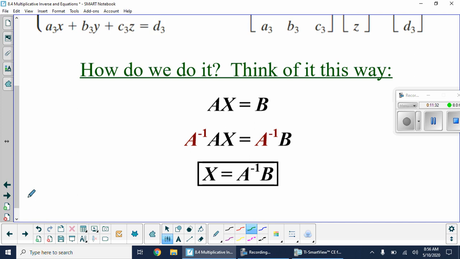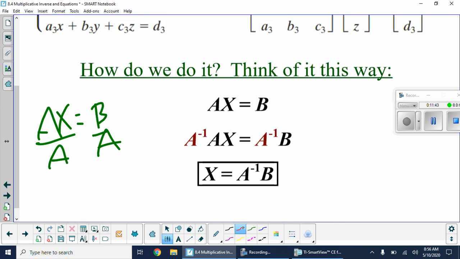If you want to solve for matrix X, there's no such thing as dividing by matrix A. You can't just divide by A. No, that doesn't work. What you have to do is multiply by its inverse.